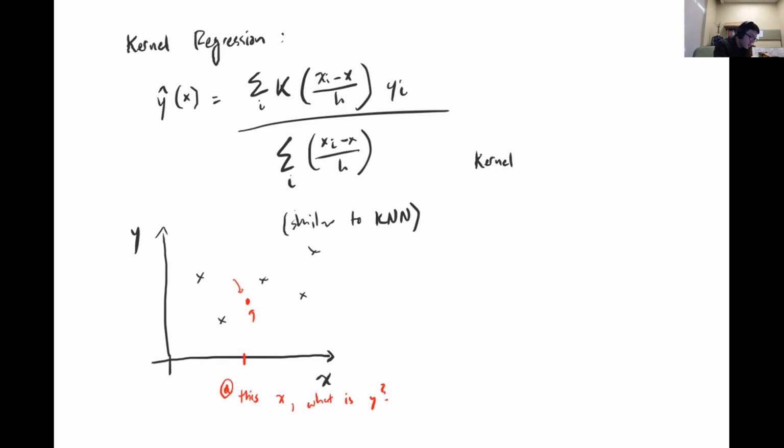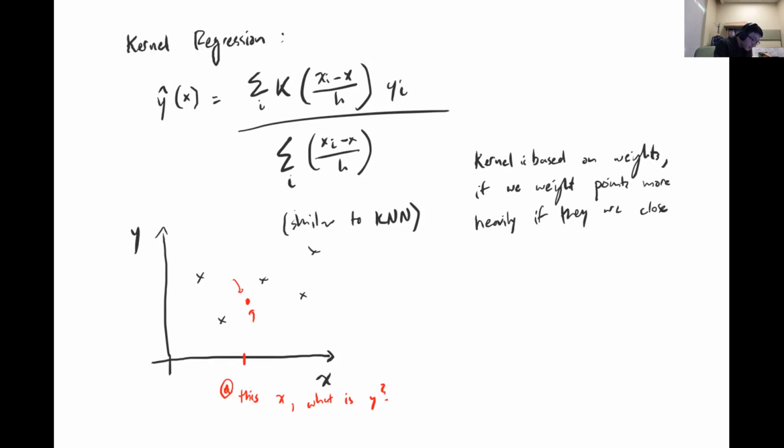So kernel is based on weights. If we weight points more heavily if they are close, then you would maybe have something that looks like this, where I'm going to choose this point here because those are close. And these ones will not have much of an effect.